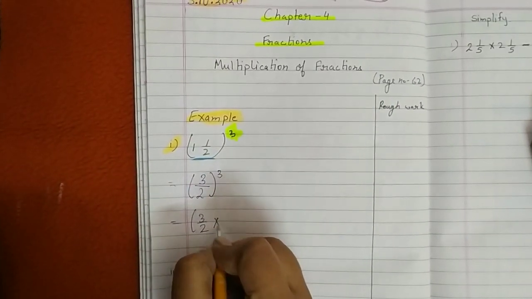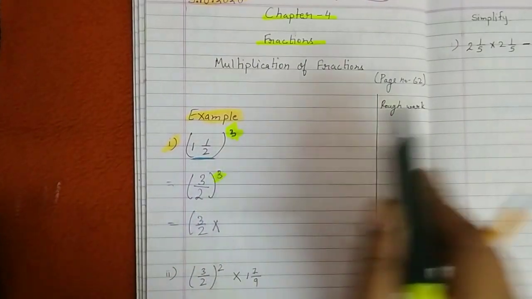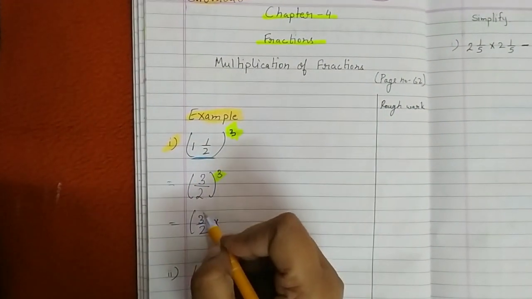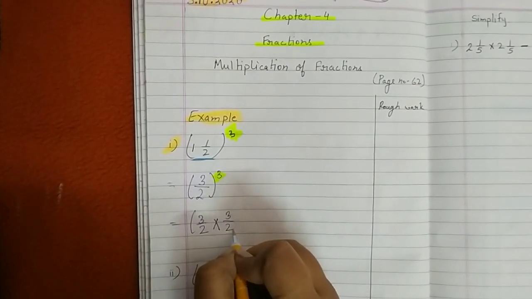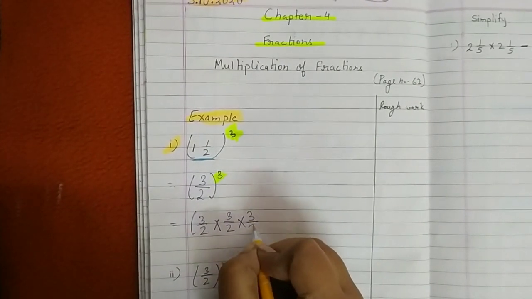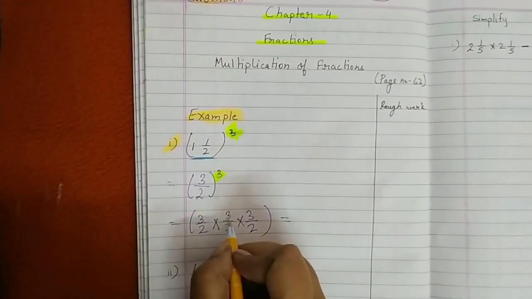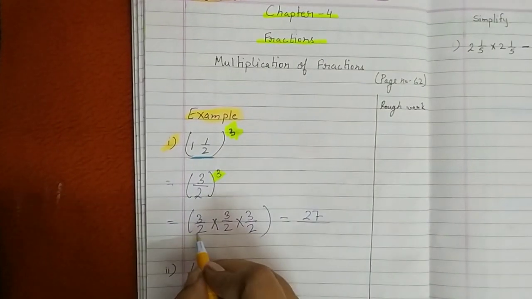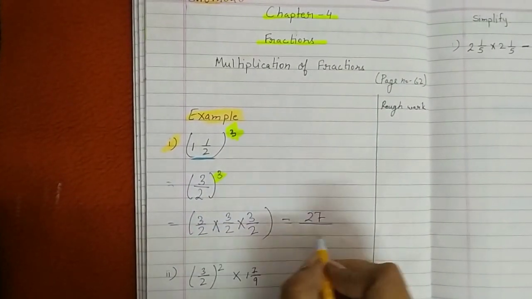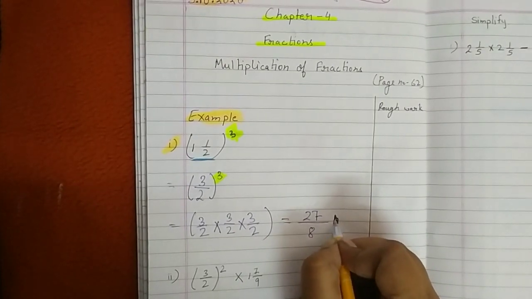This is 3, so we are going to write 3 upon 2 three times. So 3 upon 2, 3 upon 2 multiplied by 3 upon 2. Clear? Now multiply this. 3 3s are 9. 9 3s are 27. 2 2s are 4. 4 2s are 8. So 27 upon 8.